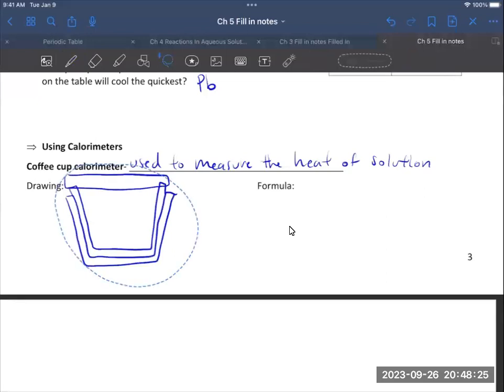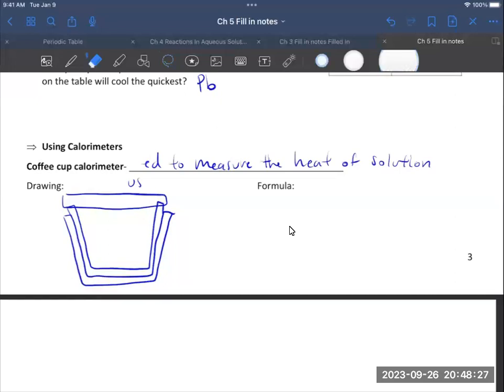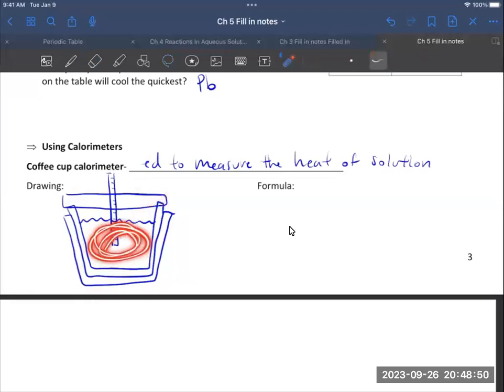Once you've got that, what you do is put a thermometer through the top, through a little hole. This thermometer is used to measure the temperature changes. You put your first solution in there that contains some type of chemical that you want to react. And then you pour in your second solution. Now you've got two solutions mixing together. When a chemical reaction happens, it's either going to absorb heat or release heat. That temperature change is going to be measured on your thermometer. So that's how coffee cup calorimeters work.